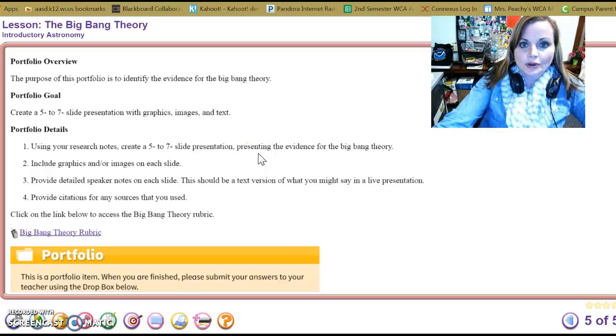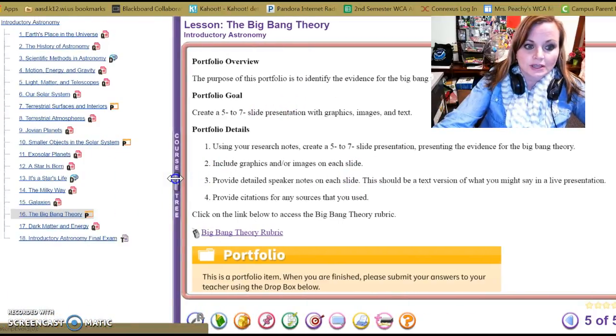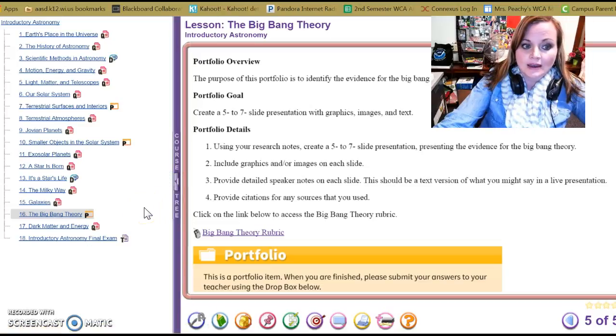I'm providing this tutorial for my astronomy class to make sure you know what to do for your Big Bang portfolio, which is coming up on the calendar this week. So as you can see on the screen, I have shared with you your lesson planner. And if I scoot over the course tree, we are getting towards the end of the course here. We are on lesson 16.